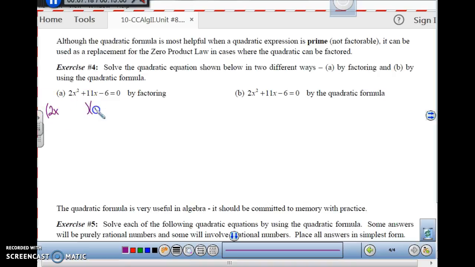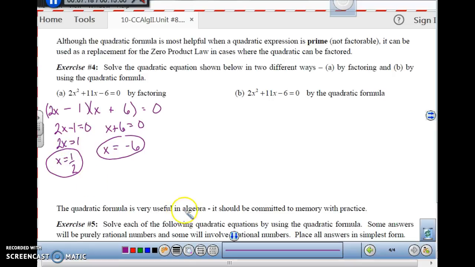This is going to be 2x times x, because 2x squared. Now to get 6, we can use 6 and 1 or 3 and 2, and whatever goes here is multiplied by 2. All right, so I believe I'm going to use 6 and 1. Now to get this to be positive 11, this would have to be plus 6 and minus 1, because that gives me 12 minus 1 is 11. All right, set your factors equal to 0. Solve for x. 2x is equal to 1, so x is equal to a half, and x is equal to negative 6. So there are my two solutions that I got by factoring.